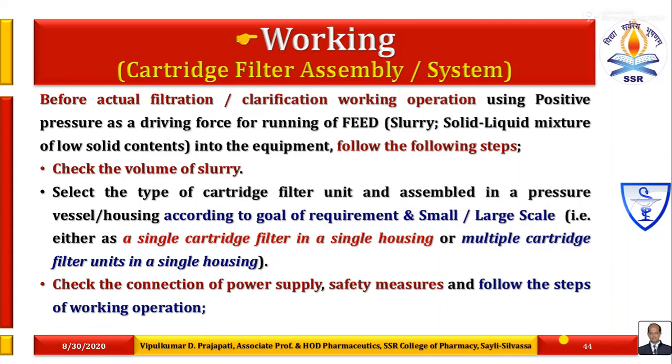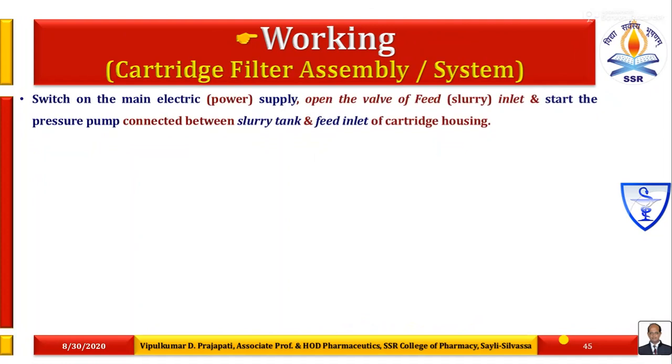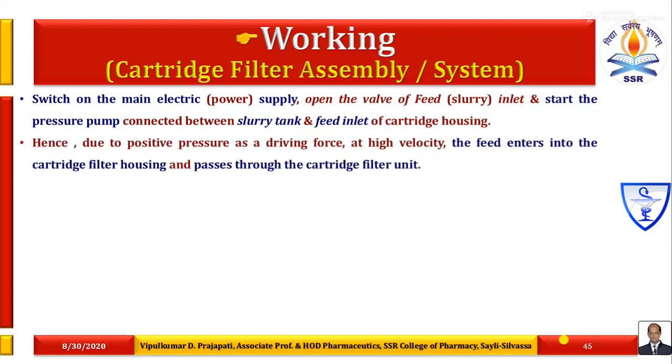Check the connection of power supply, safety measures, and follow the steps of working operation. As the first step, switch on the main electric power supply, open the valve of feed or slurry inlet, and start the pressure pump connected between the slurry tank and feed inlet of the cartridge housing. Hence, due to positive pressure as a driving force, at high velocity the feed enters the cartridge filter housing and passes through the cartridge filter unit.